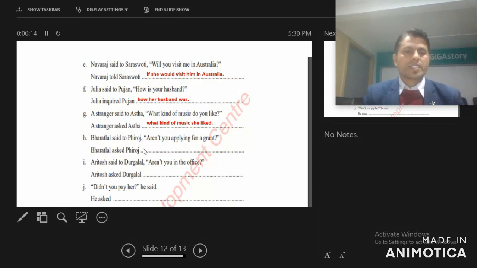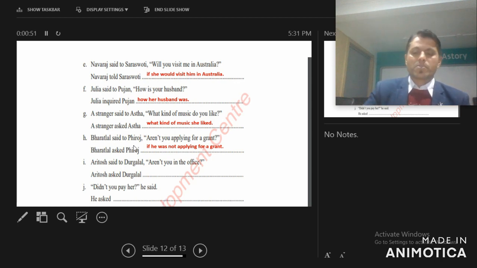Okay, now come to number H. Look here. Bharatlal said to Firoz, aren't you applying for a grant? Said to becomes asked. Bharatlal asked Firoz, then the remaining part: if he wasn't applying for a grant. This is a yes-no question, so we write if, then he. There you is a pronoun changed according to the object. The object is Firoz, so we write he. If he was not, aren't changes into was not, applying for a grant. At last, remove the question mark and put a full stop.